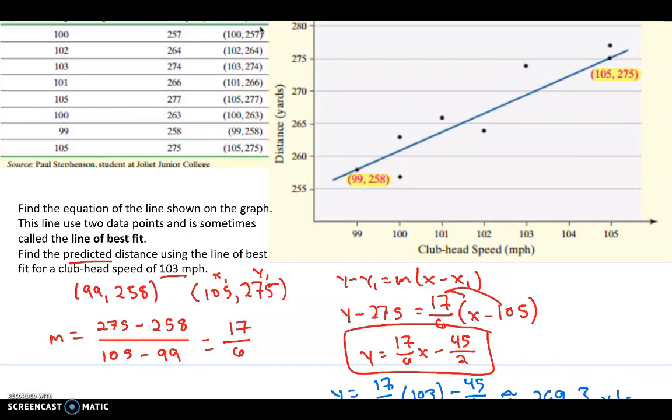That prediction, if I come up on the graph, is right here, the point 103 and 269.3. It's our best estimate using this line of best fit of what distance someone who swings a golf club at 103 miles an hour will get. It does not necessarily mean that every person who swings at 103 will hit it that far, because obviously we've got this point up here that is above the line. However, it's a prediction that we can make now.